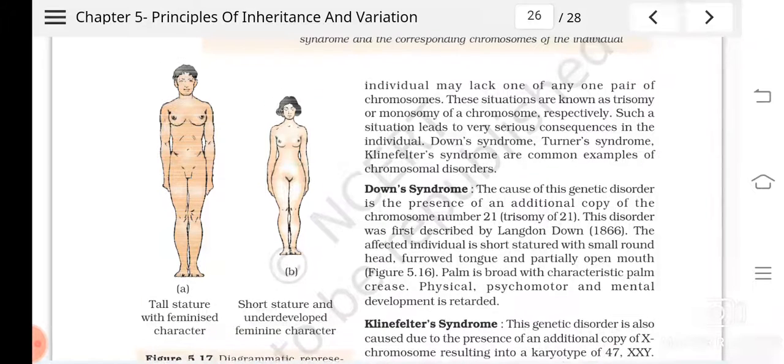So this chapter, please learn the NCERT book thoroughly. You have to read and learn each line, and practice some questions also, then it will be easy for you. And we'll continue tomorrow.